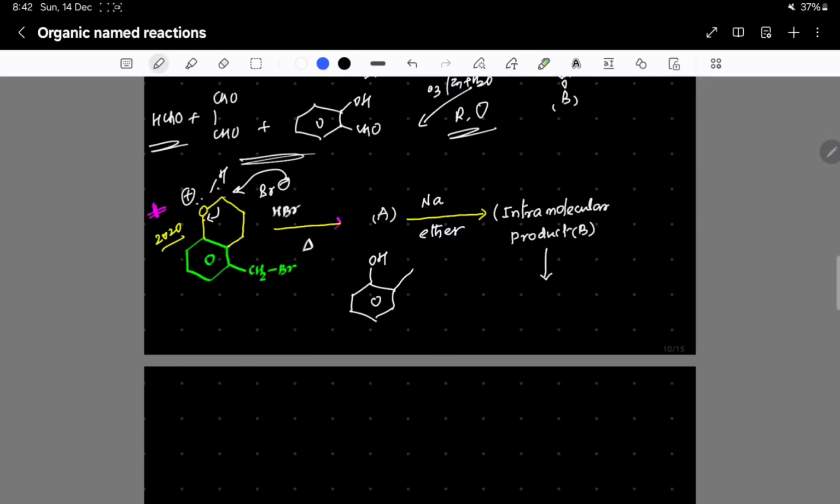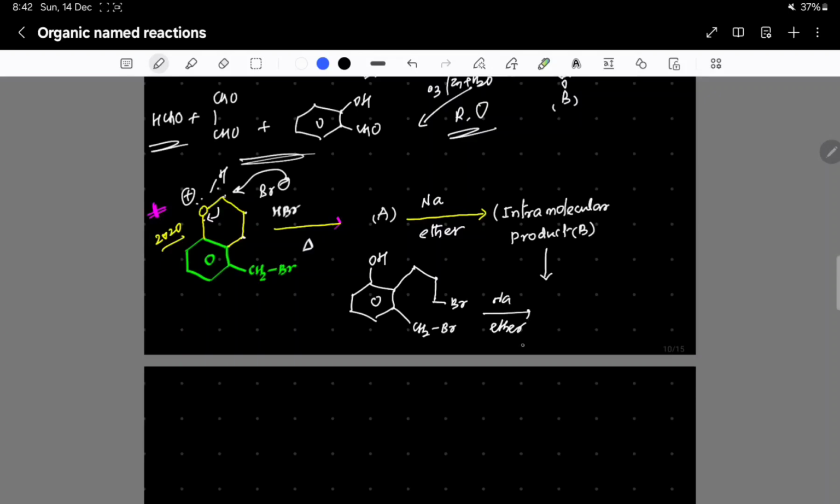Now I will write it like this. This will be 1 carbon, this is 2 carbon, and this is the 3rd carbon, right? Now 1, 2, this will be CH2Br, right? So 1, 2, this will be. Now this will be followed by sodium ether.